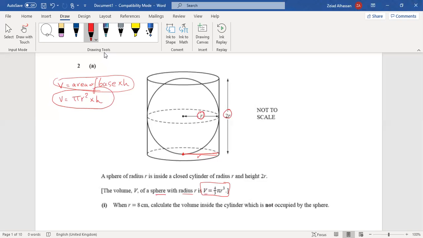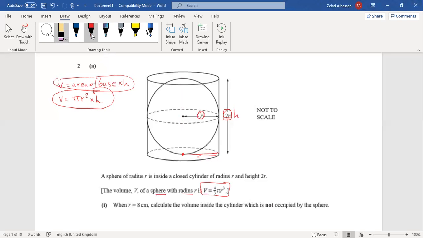Then I do my own analysis. This is the height of the cylinder, and this is the radius, as you can see. This is also a radius, and that is also a radius. So that's r and another r, so in fact it's 2r. The height is 2r. See, in this way we can do analysis for the questions they may give us in the past papers.